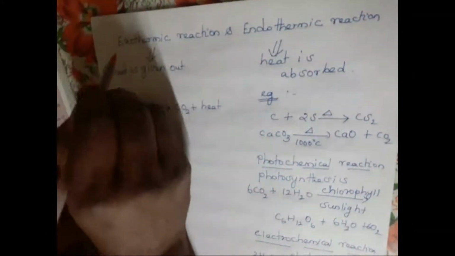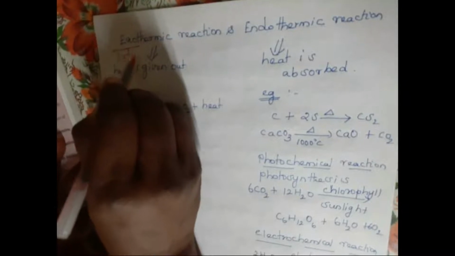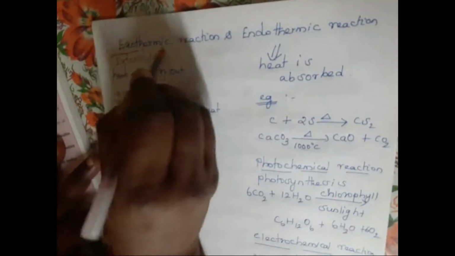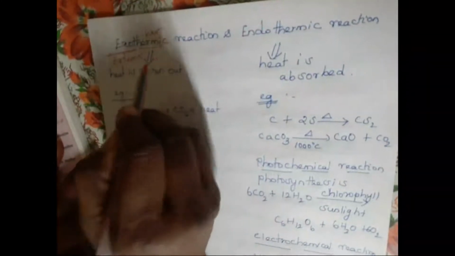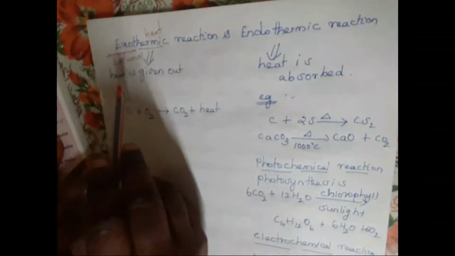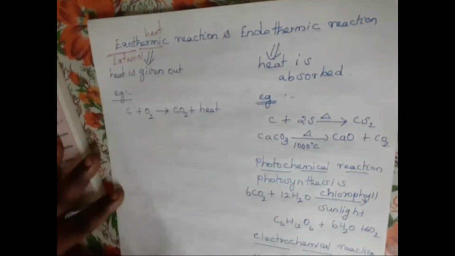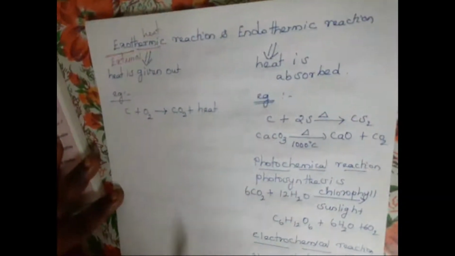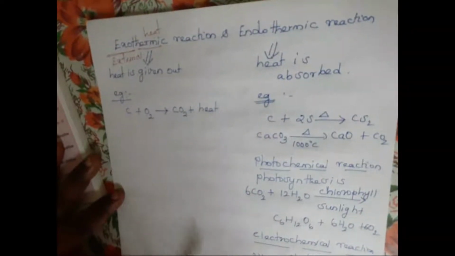What is the meaning of exo? External is called as exo. Thermic means heat. So when heat is coming out, is given out, such a chemical reaction is called as exothermic reaction. That is, when heat is evolving out of the reaction, then it is called an exothermic reaction.